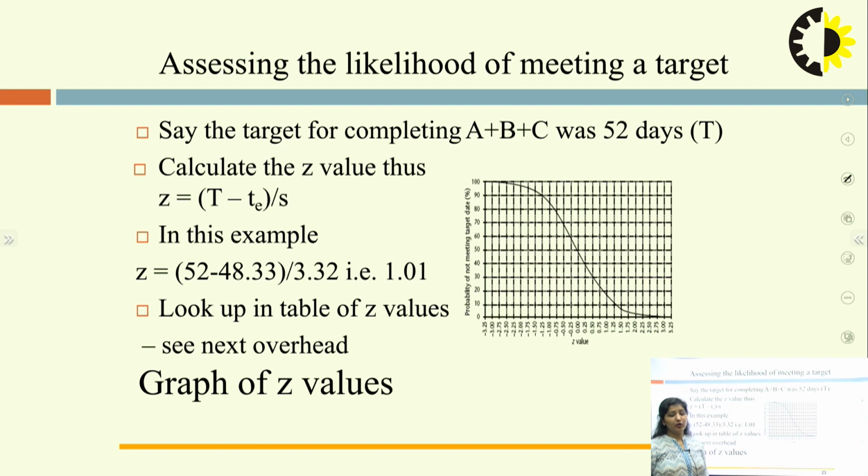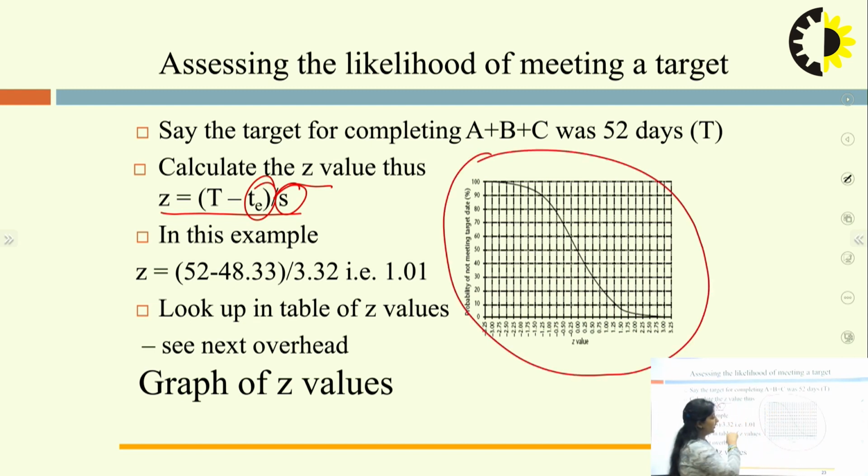Now assessing the likelihood of meeting a target, whether a target can be met or not, how are we going to assess it? To assess that particular target, suppose the target for completing A plus B plus C is 52 days. Now we will calculate Z for that. The value of Z is T minus T expected. From where will this TE come? This TE will come from that particular PERT activity value, divided by S. What is S? S is the standard deviation. Similarly, we can have the graph of these Z values plotted accordingly. For each and every activity, we will have a particular Z value and the probability of not meeting the target percentage as well. It will be given throughout.